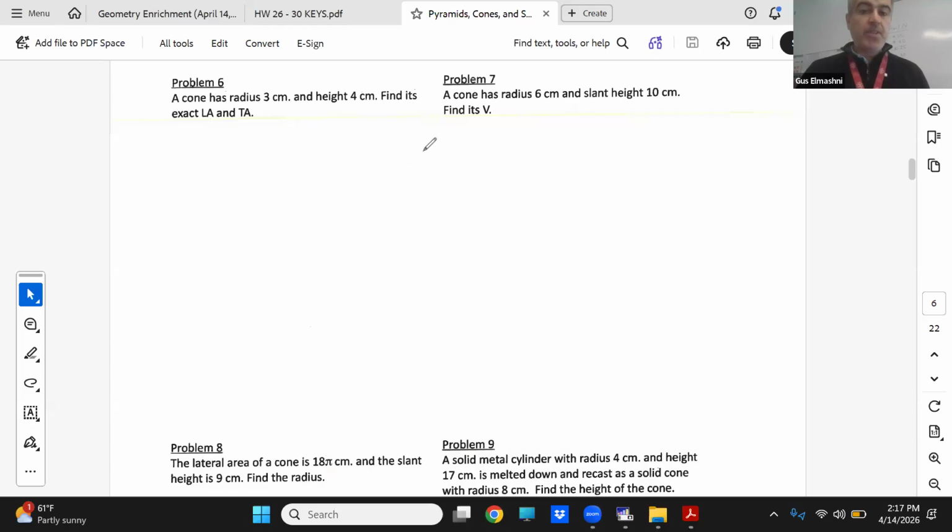So it's a cone, radius 6, slant height 12. Okay, this one's way more tolerable. That last problem was really crappy. I did not enjoy that one.